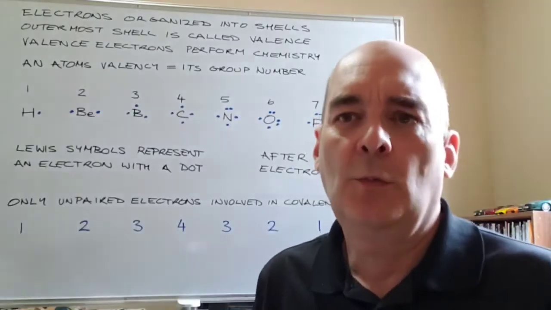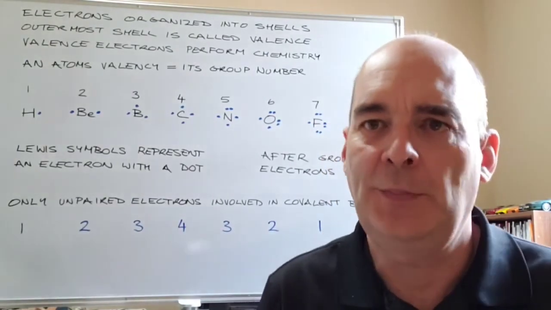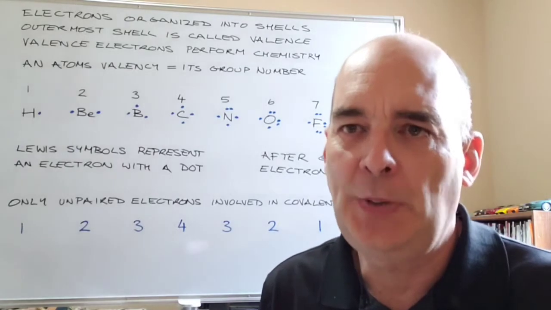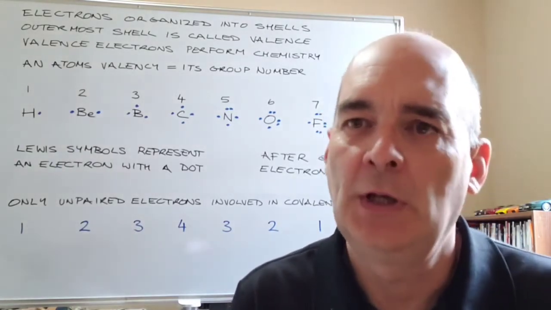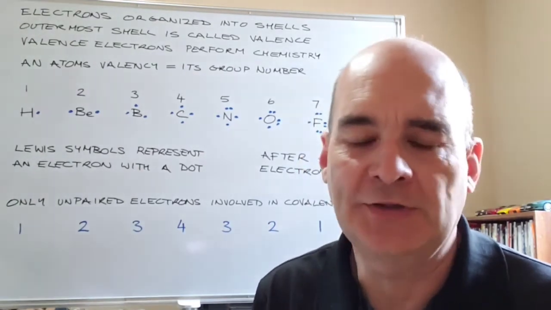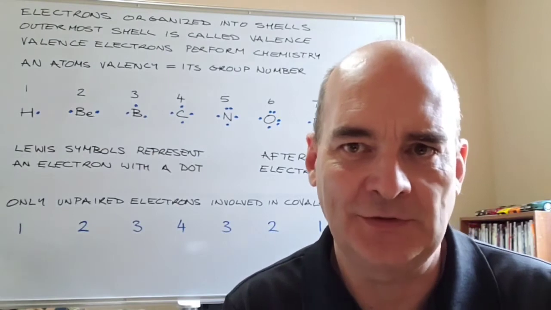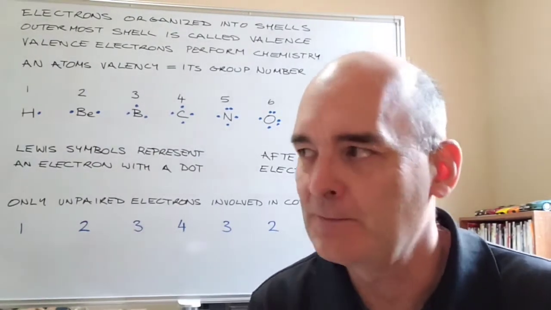Let's revisit what we know about atoms. Atoms are organized on the periodic table into periods. Those are the horizontal rows. There are 2 atoms in the first period, there are 8 atoms in the second period, and there are 8 atoms in the third period. There are 18 atoms in the fourth.